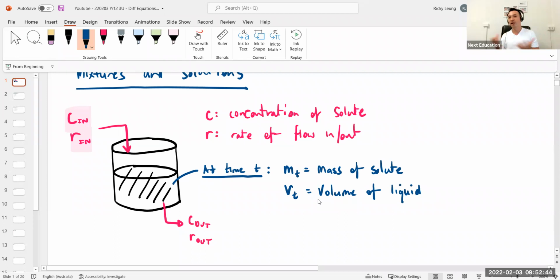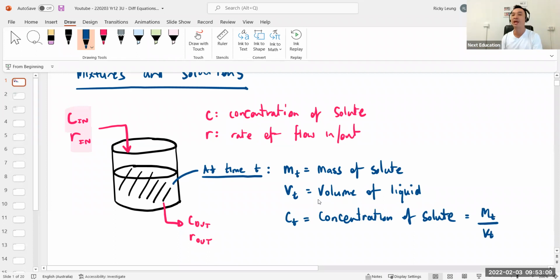Now, it sort of makes sense, right? If I have, let's say, 5 grams of salt and 100 grams of water, then the concentration can be calculated by taking one on the other. So the concentration of solute can be calculated as just MT divided by VT. That's going to become more important later, but contextually, this is the question.